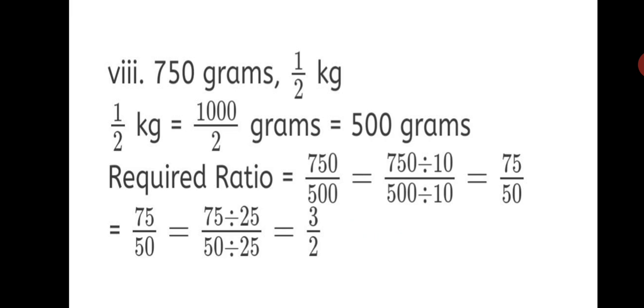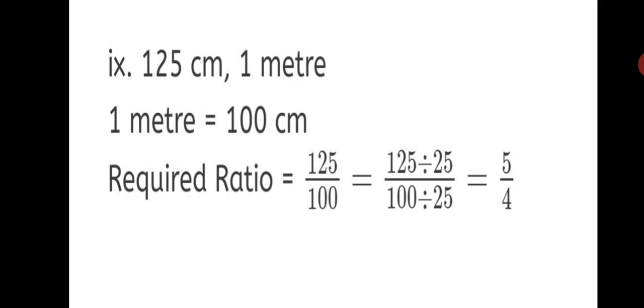Alright. So this way you can solve your ratio sums. Ninth, 125 centimeter and 1 meter. 1 meter is equal to 100 centimeters. So our ratio will be 125 upon 100. Both the numbers are divisible by 25. So we divide by 25 and your final answer you get is 5 upon 4. So this way we have completed question number 2.